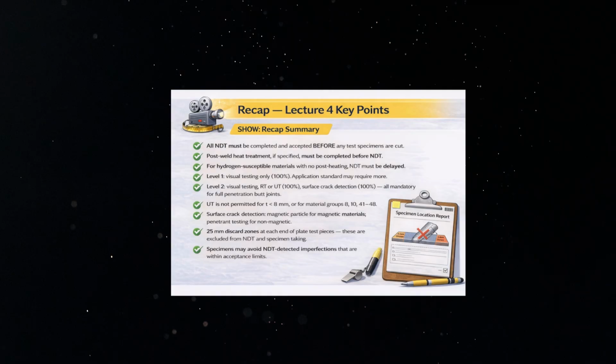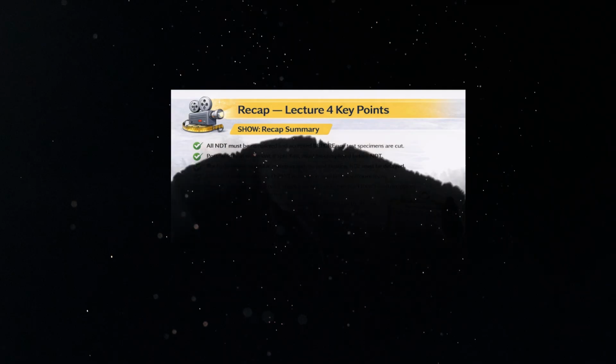29. Level 2. Visual testing, RT or UT, 100%. Surface crack detection, 100%. All mandatory for full penetration butt joints. 30. UT is not permitted for T less than 8 mm, or for material groups 8, 10, 41 to 48. 31. Surface crack detection, magnetic particle for magnetic materials, penetrant testing for non-magnetic. 32. 25 mm discard zones at each end of plate test pieces. These are excluded from NDT and specimen taking. 33. Specimens may avoid NDT-detected imperfections that are within acceptance limits.